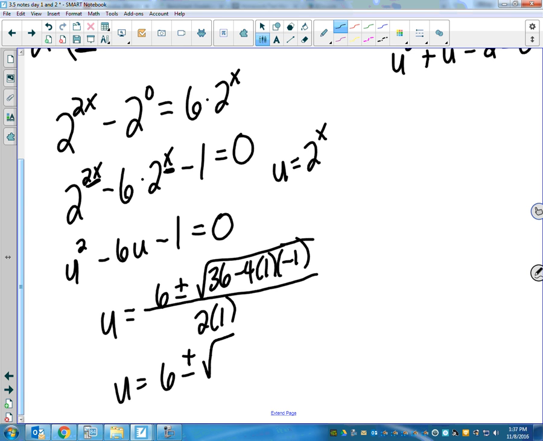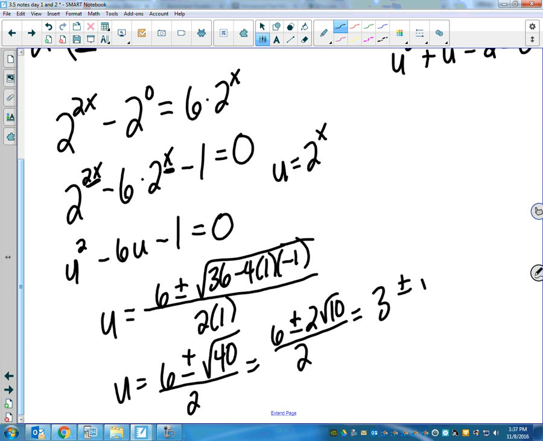So I think we get 40 here, which I'm going to simplify to 2 radical 10. And again, this is stuff we've been doing since chapter P of being able to do the quadratic formula and simplify it. Very important thing. I could divide by 2, and I think I get 3 plus or minus radical 10. But remember, that is what u equals.